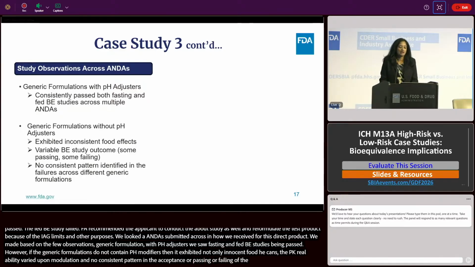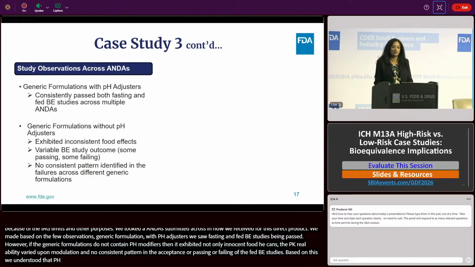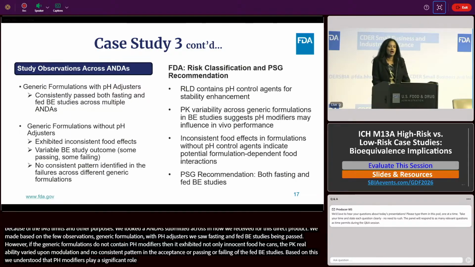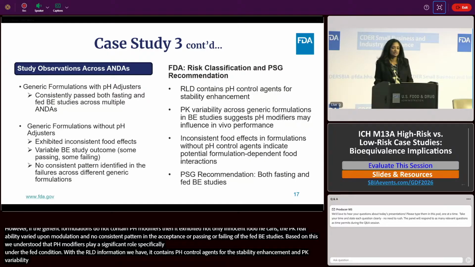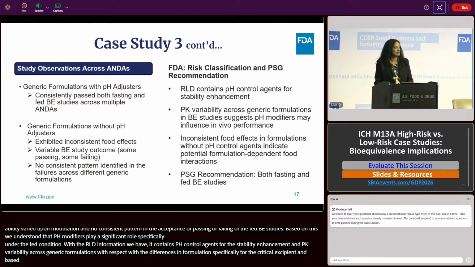So based on this, we understood that pH modifiers play a significant role in the in vivo performance, specifically under the fed condition. Together with the RLD information that we have available, that the RLD contains pH control agents for stability enhancement, and the PK variability that we observed across all the generic formulations with respect to the differences in the formulation, specifically for the critical excipient, and based on the inconsistent food effects, the current PSG recommendation is to have both fasting and fed BE studies.